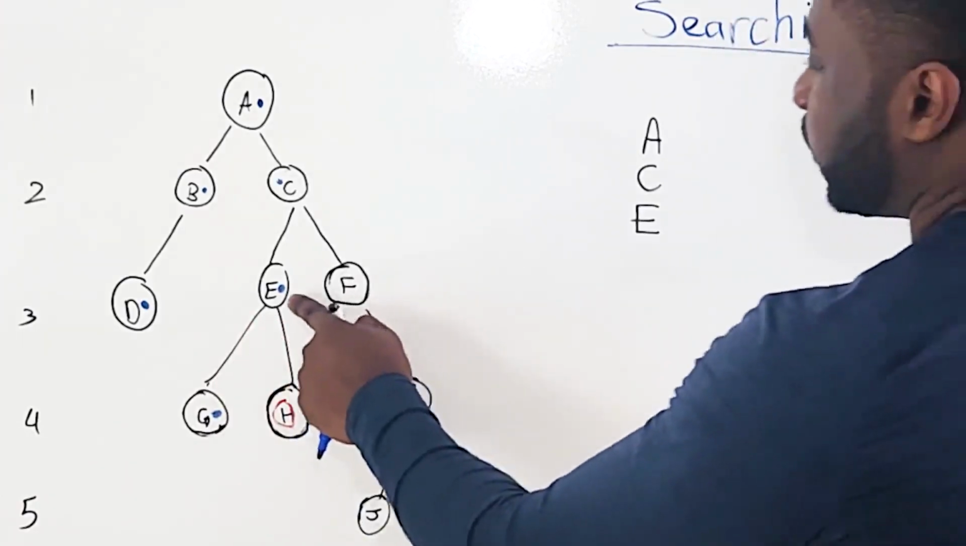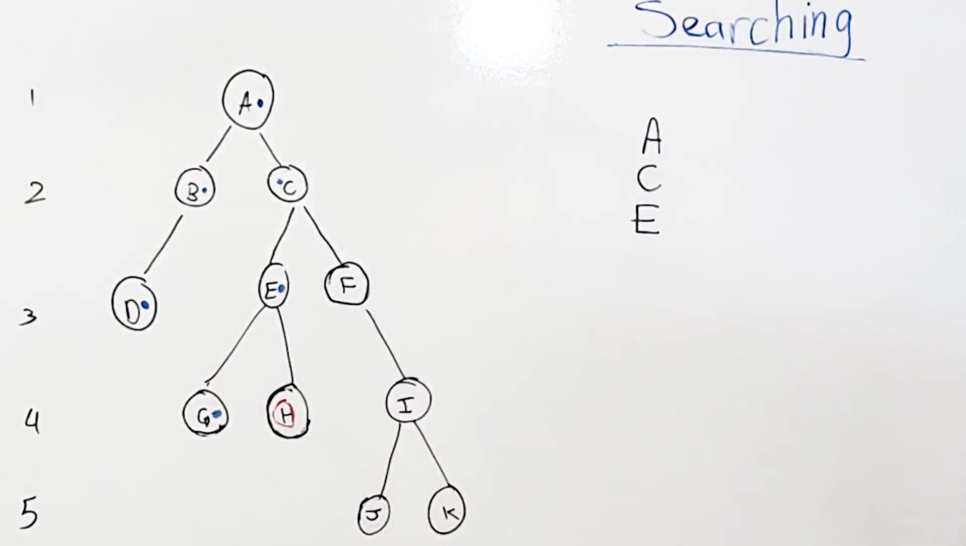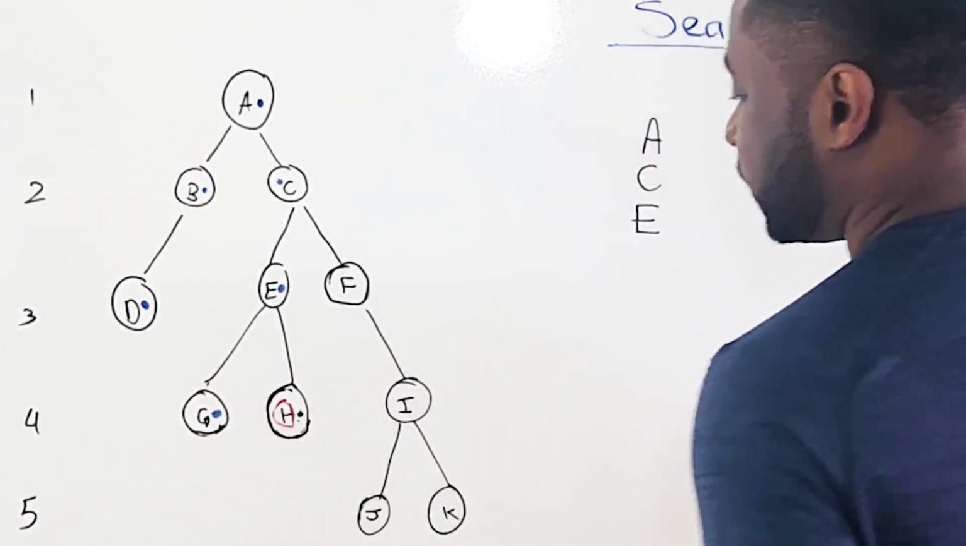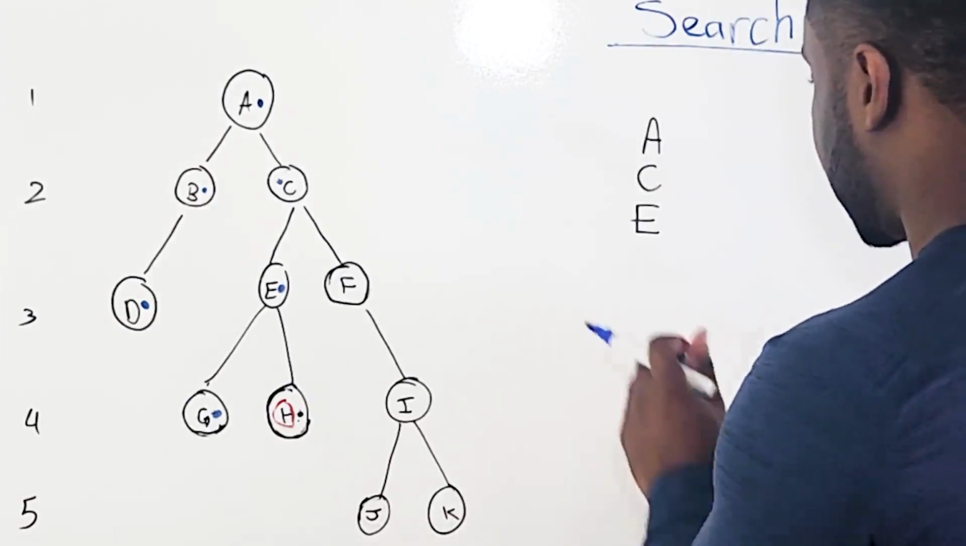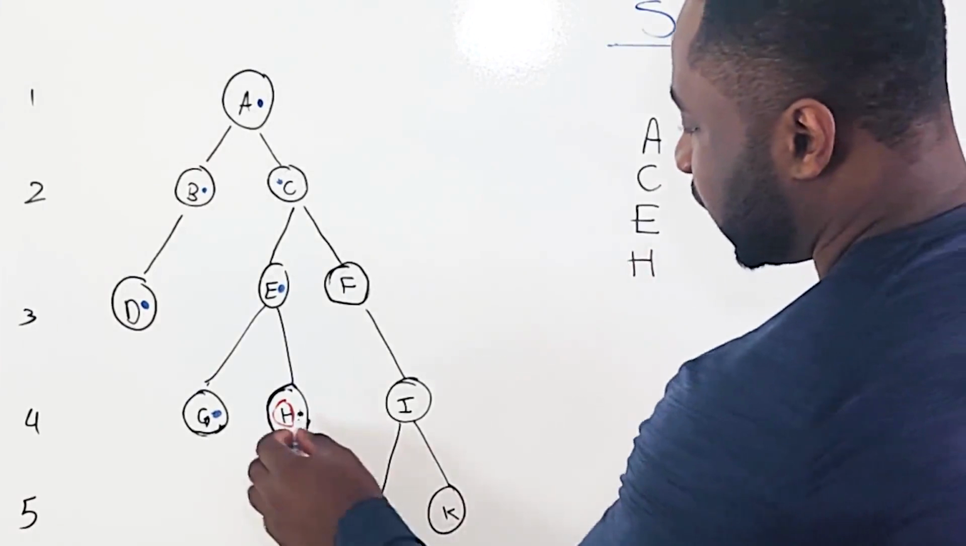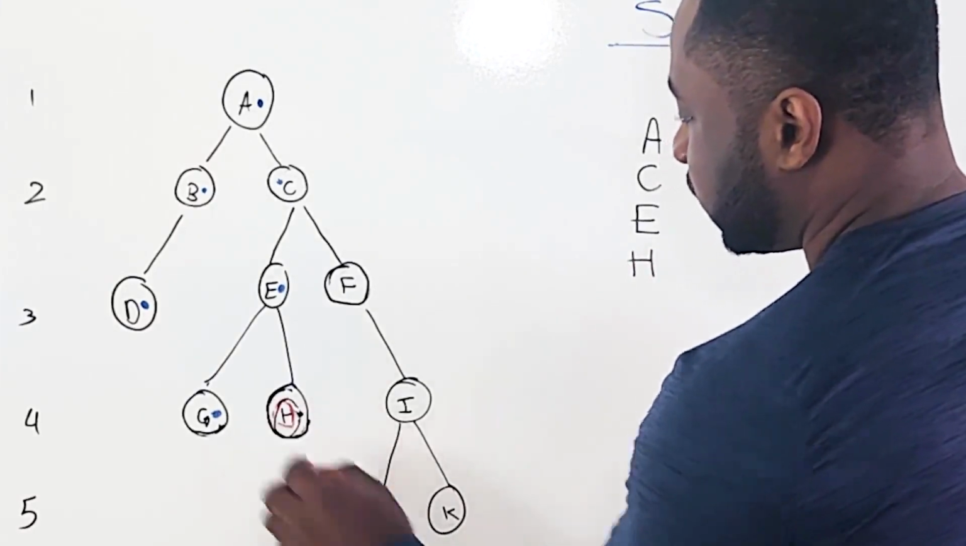So we're checking if there are any more connections to E that we haven't visited, which is this over here, which is H. So now we put H on our stack. And since the item that we're looking for was H, we basically found this item.